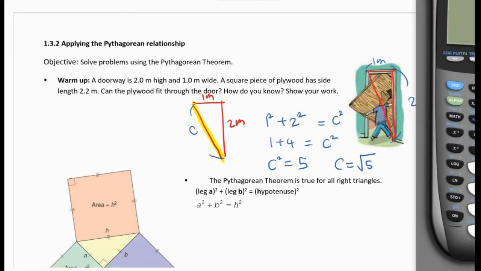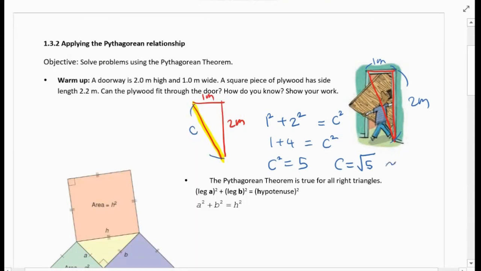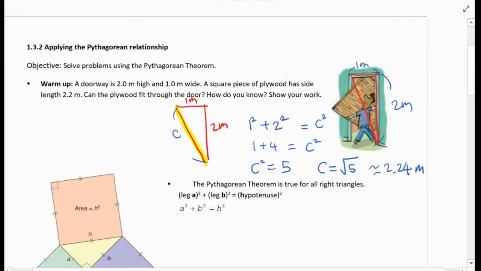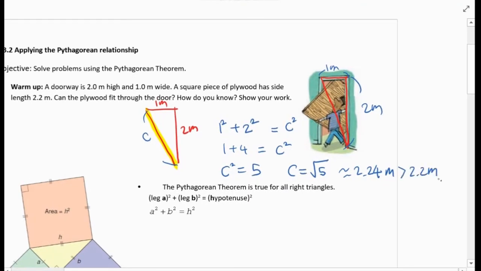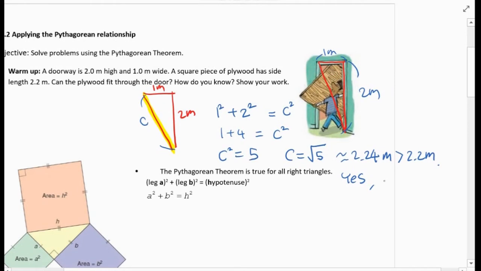And let's see if the square root of 5 is greater than 2.2 or less than 2.2 using your calculator. The square root of 5 is 2.23. If you round it to 2 decimals, it is 2.24. So the diagonal is 2.24 meters. This is greater than 2.2 meter. So therefore, yes, the plywood can fit through the door.